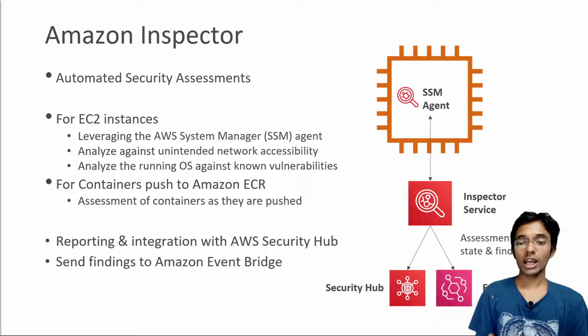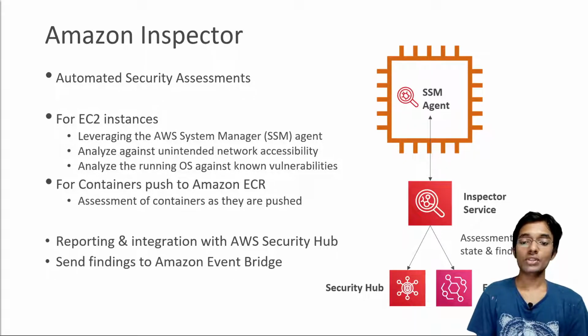Then the second type of workload that is supported by Amazon Inspector is to analyze containers that are being pushed to Amazon ECR, Elastic Container Registry. That is where you store your container images. So you are going to get assessments of your containers as they are being pushed into Amazon ECR. Now all these reports are going to be delivered into the AWS Security Hub, and these findings are going to be sent to Amazon EventBridge as well.